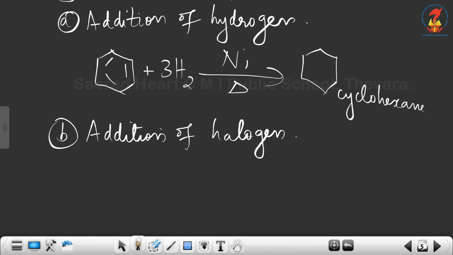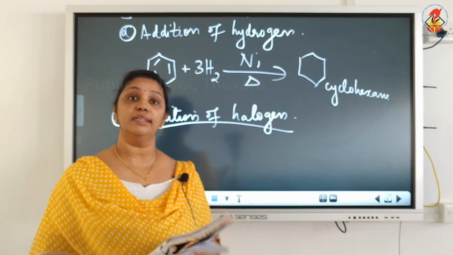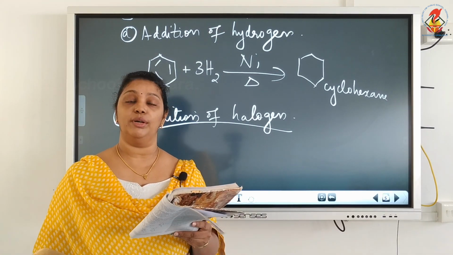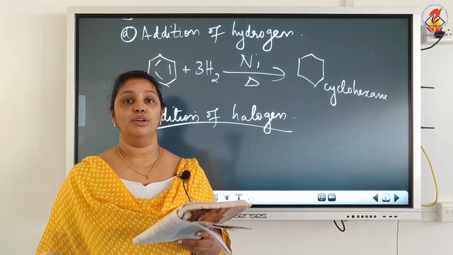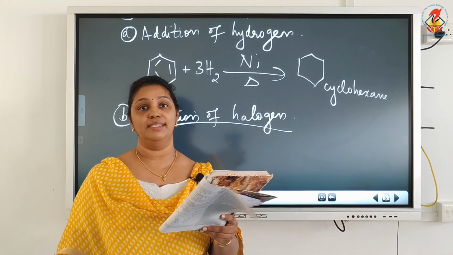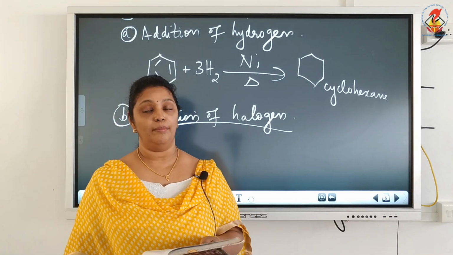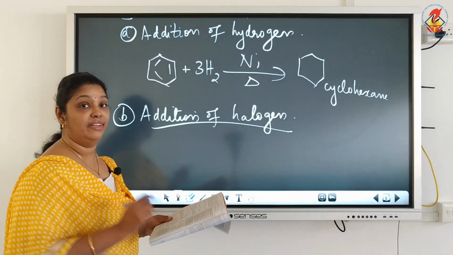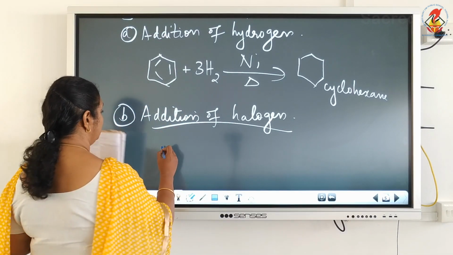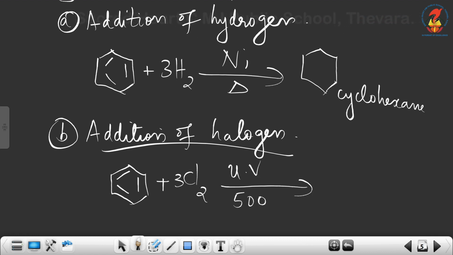Now already we have discussed the substitution of halogen on benzene in presence of anhydrous aluminium chloride. Now here we have addition of halogen, that is again we are going to add chlorine in presence of UV light. So under UV light, 3 chlorine molecules add to benzene to produce benzene hexachloride, which is also called gammexane. So you have to check for the reagent above the arrow. I am going to write the example equation. Benzene plus 3 molecules of chlorine in presence of ultraviolet light at 500 Kelvin.